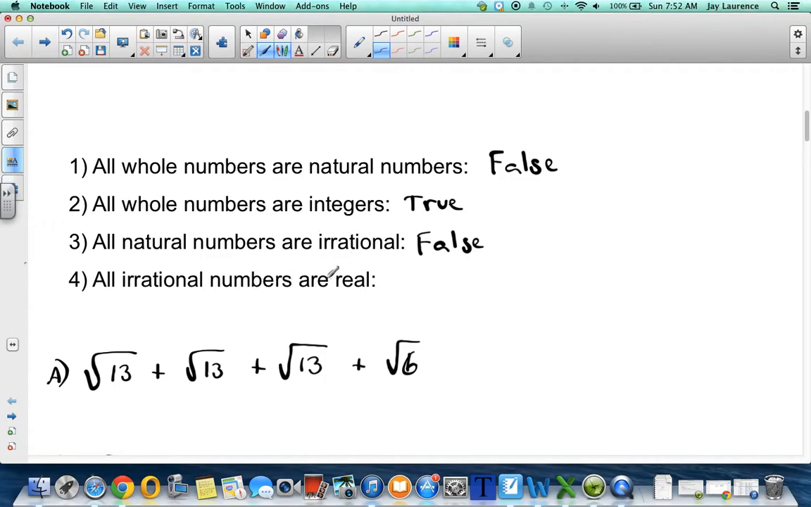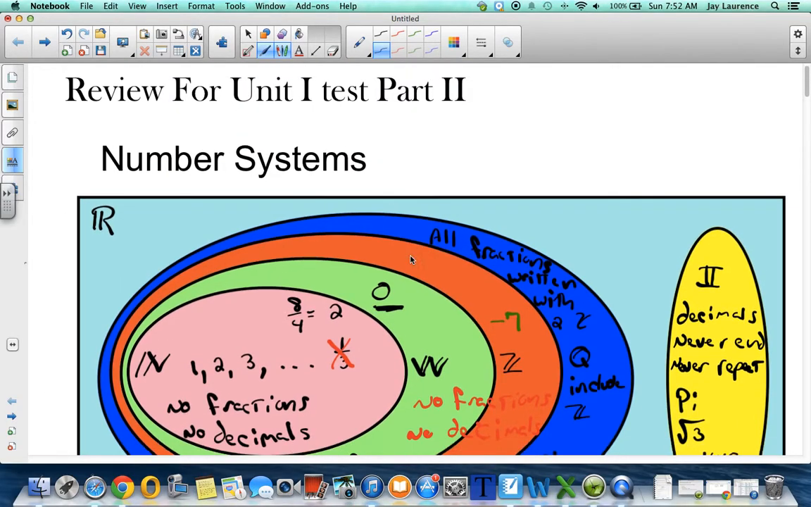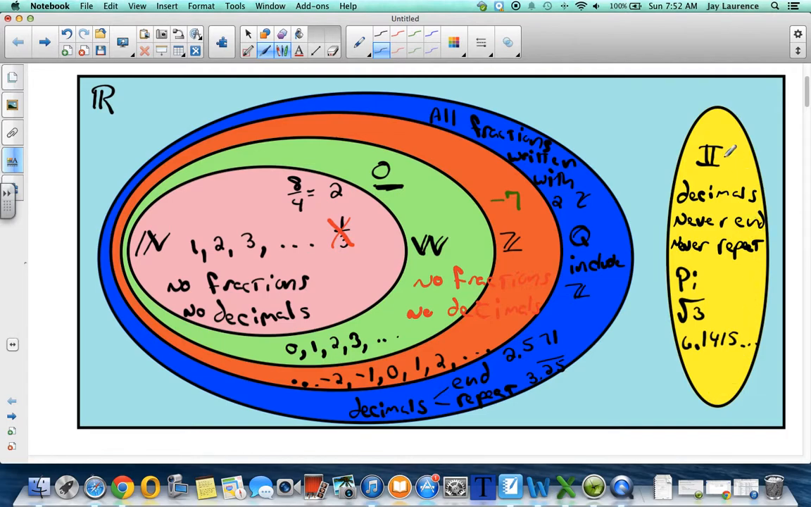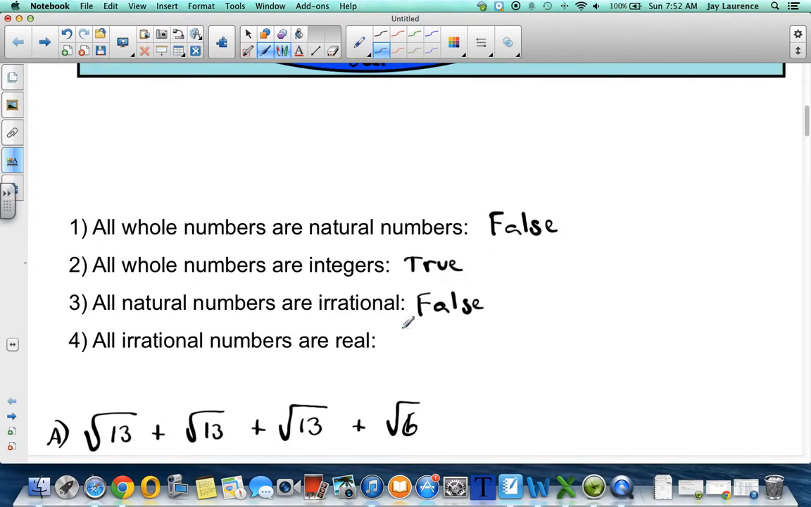Okay. All irrational numbers are real. Well, let's take a look here. This group is isolated, but it is inside this big light blue rectangle, isn't it? That means they are real numbers. So that is true.